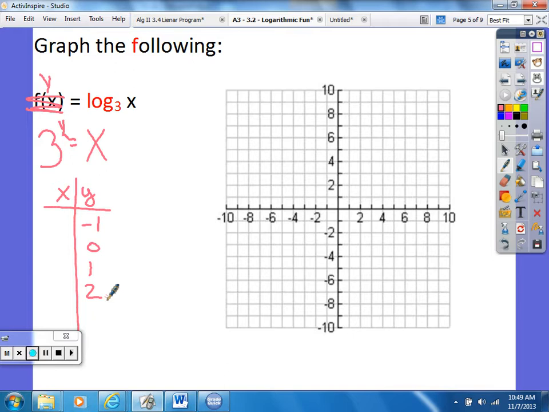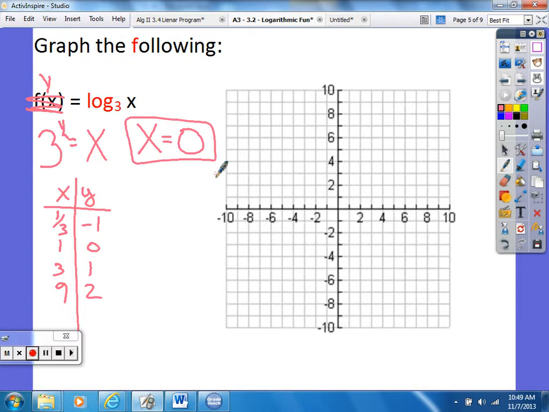And if I plug in -1, I should get 1/3. If I plug in 0, plug in 1, plug in 2. How many of you got those numbers? Good. So if this was an exponential function, if it was 3 to the x equals y, my asymptote line would be what? Y equals 0. But since it's a log function, it's no longer y equals, it is x equals 0. So my asymptote line is x equals 0.